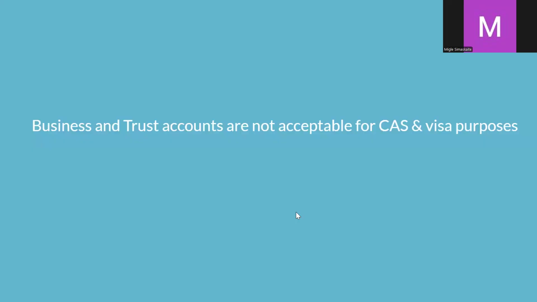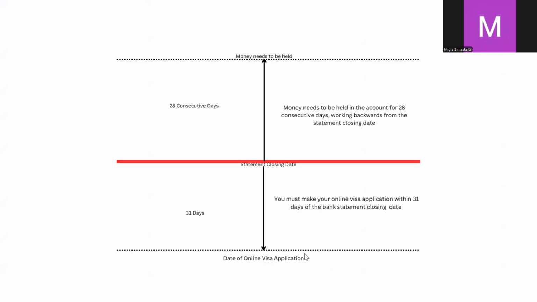Please note that the professional or business statements or loans are not accepted as evidence of money held by your legal guardian. You have to make sure that you read the financial requirements information carefully and contact our team if you have any questions or concerns. Also, business or trust accounts are not accepted for CAS or student visa applications.